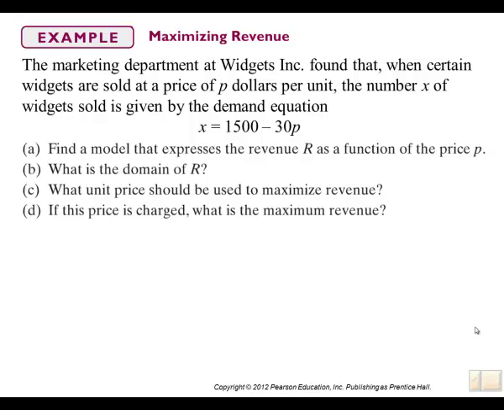It says the marketing department at Widgets Incorporated found that when certain widgets were sold at a price P dollars per unit, the number, we'll use X for the number of widgets sold, is given by the demand equation, where the number of widgets is equal to 1500 minus 30 times P for price. Find a model that expresses the revenue R as a function of price P. And then we're going to want to find the domain. What price should be used to maximize revenue, and if this price is charged, what is the maximum revenue?